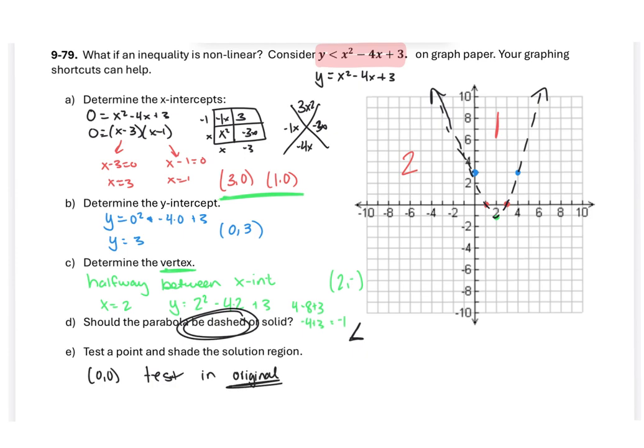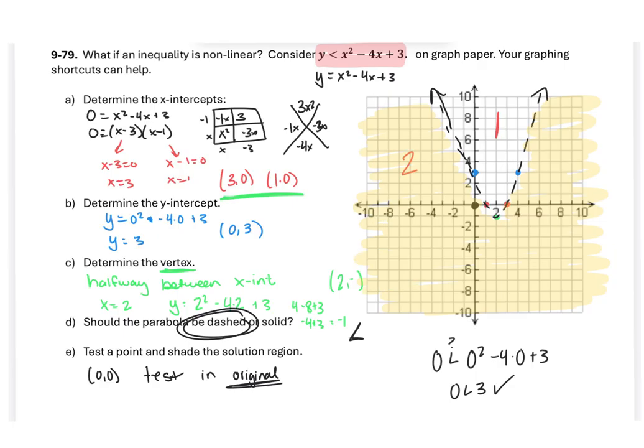And I'm going to make sure that that (0, 0) is not on my parabola, which it's not. 0 is less than 0 squared minus 4 times 0 plus 3. That is what I am checking to see. And I get 0 is less than 3, meaning that is true. Since that is true, I am going to shade the entire region where (0, 0) lies. So that would be this whole region on the outside, kind of underneath that parabola.